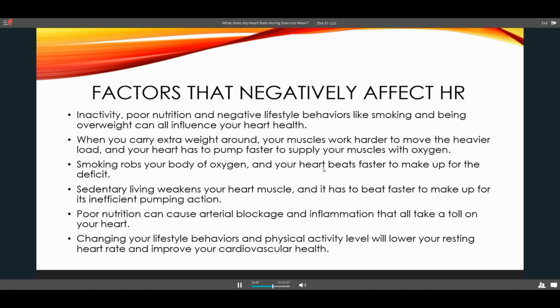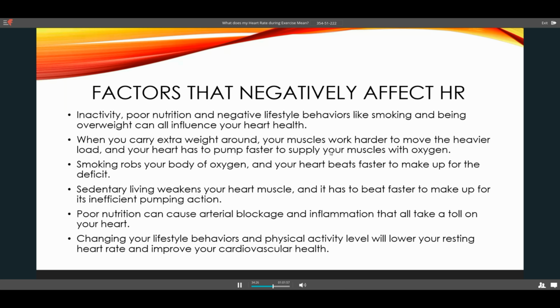Real quick, we're just going to go through some things that you may not be aware that negatively affect your heart rate. So we're going to look at a few things real fast. Sedentary lifestyle, poor nutrition, those behaviors, smoking as well can certainly influence your heart health. When you carry extra weight around, your muscles and your heart have to work twice as hard to move that blood and oxygen around to supply those muscles with the energy that they need to perform the movements. Smoking robs your body of oxygen, and all that does is make your heart beat faster to move that blood and oxygen around.